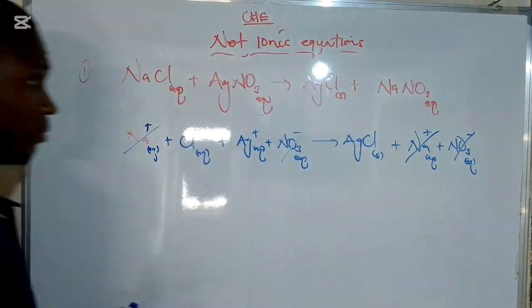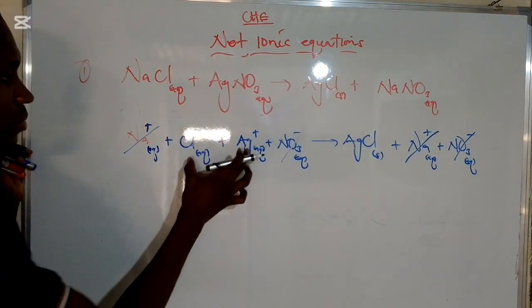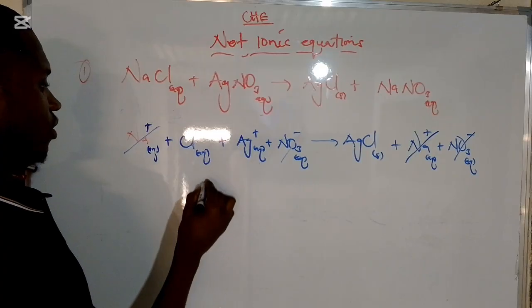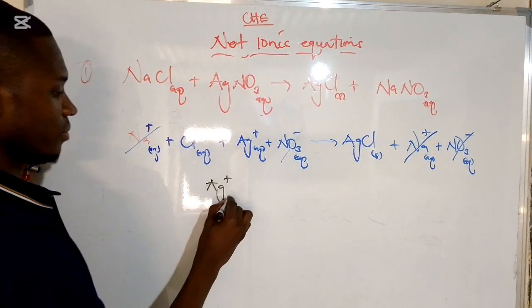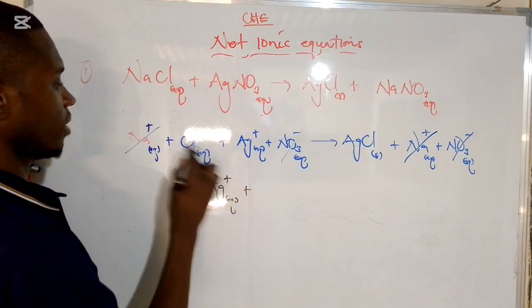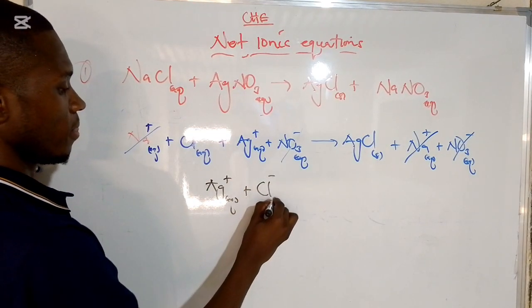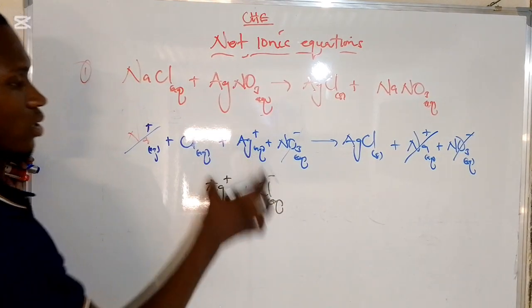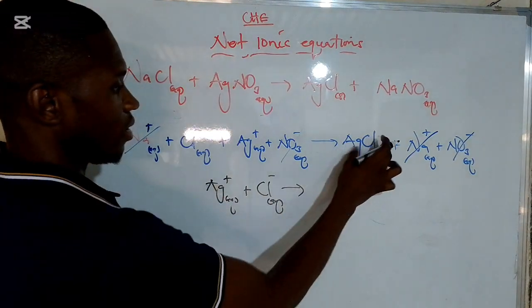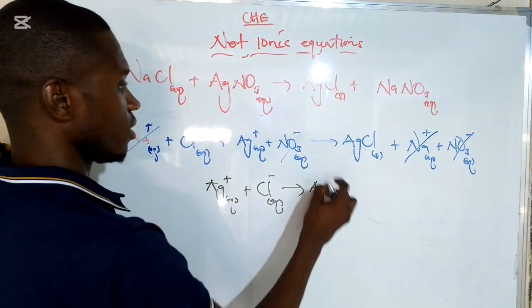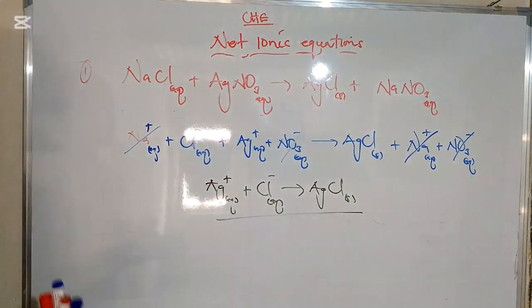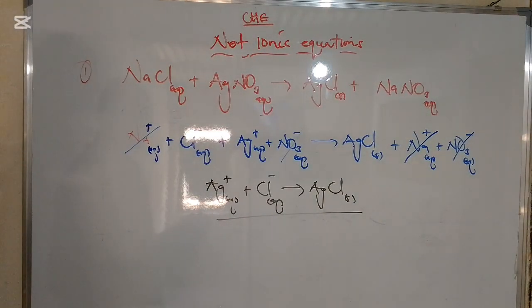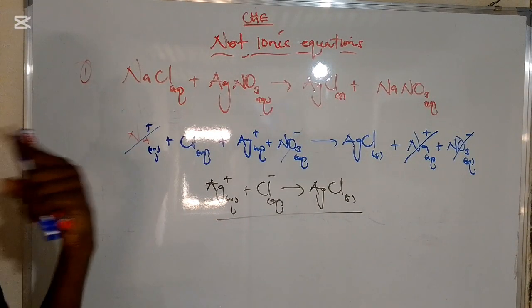So then what do we remain with? We have these two. So I'm going to say now silver in aqueous plus chlorine, also in aqueous. So these two, then what are they forming? They are forming silver chloride. Alright. So that is how we write the ionic equation.